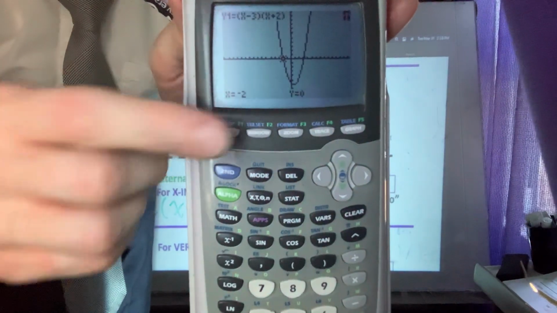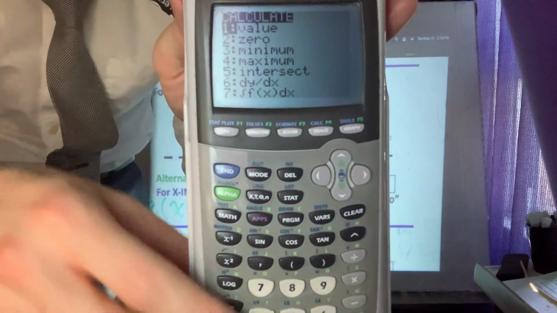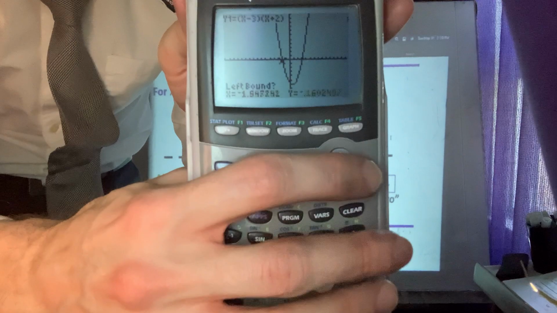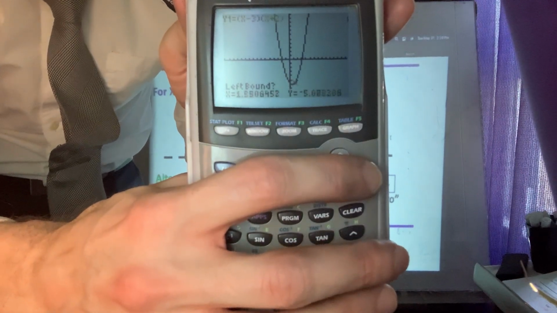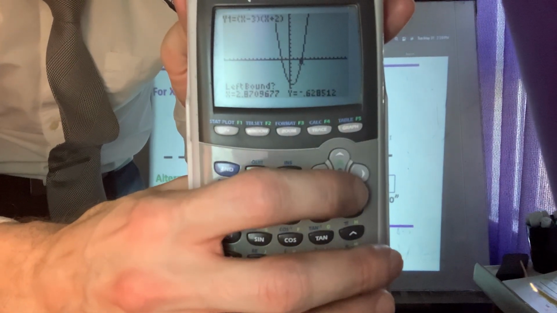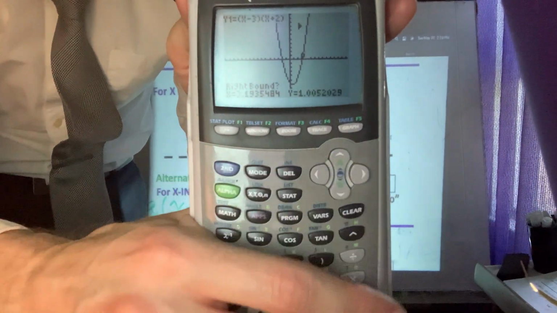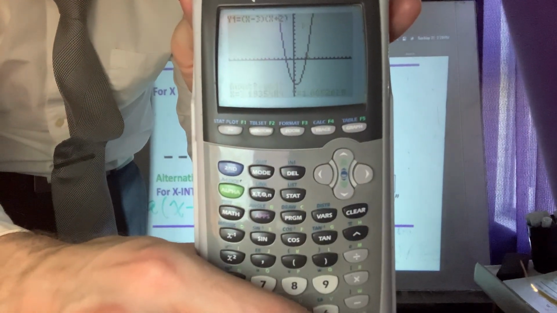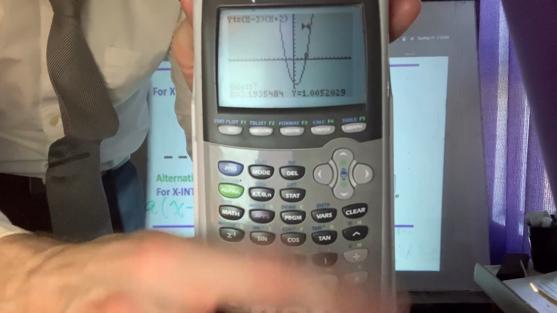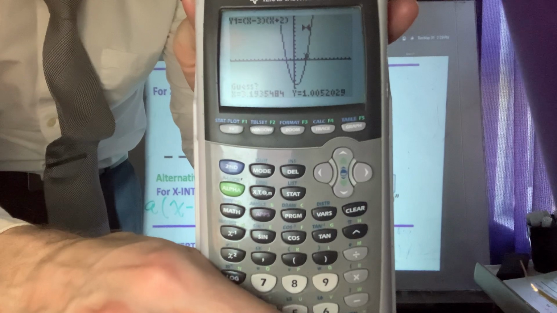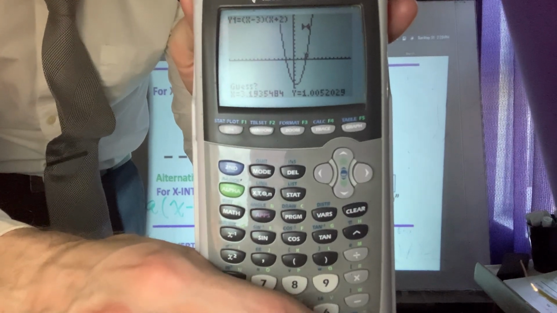So you would hit second and then trace, option 2. Again, in this case, you're going to scoot over to here. As far to the left as you want it to look is just underneath that point of intersection, and then just a bit over it is as far to the right as you want it to look. And then notice the arrows up here. That's you squeezing, you're making the calculator squint, if you will. And then you go, yes, guess please.